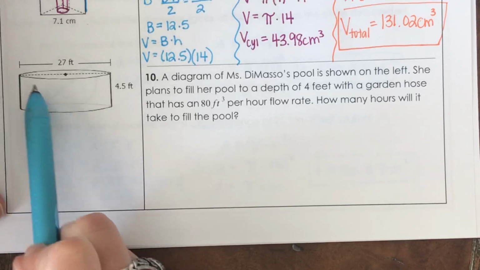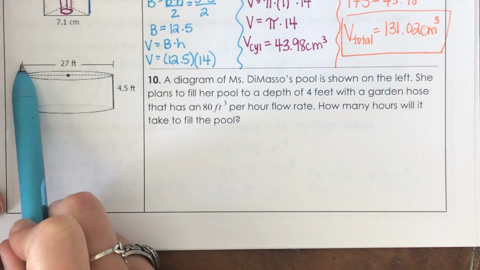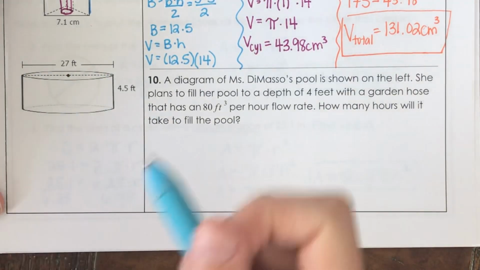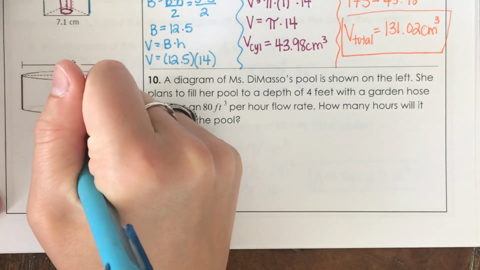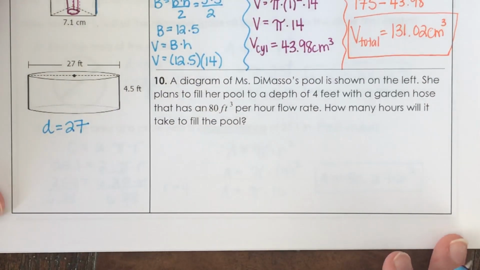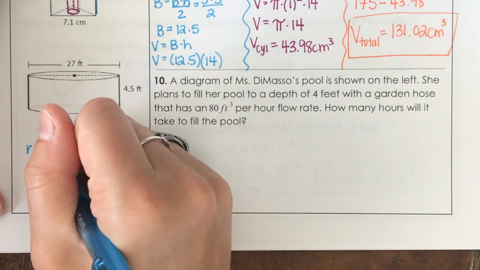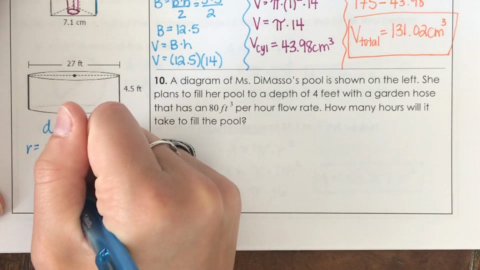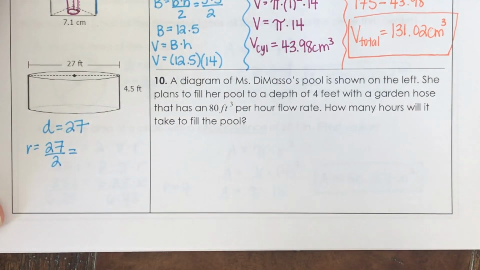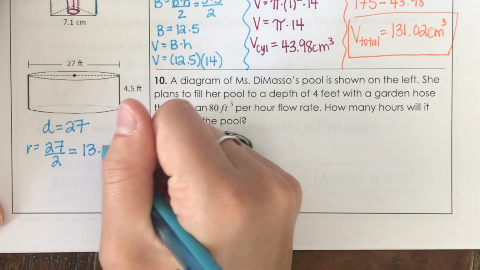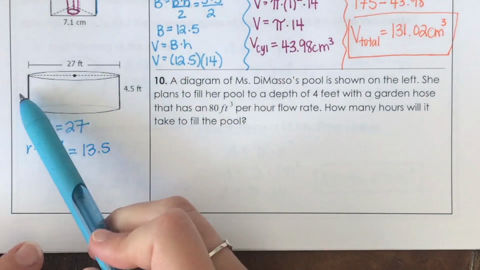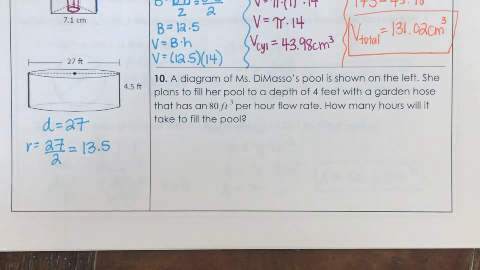Okay, first thing I see is I'm given this whole thing is 27. 27 is my diameter. I know I need the radius. So to find the radius, I take 27 and I divide it by 2. I end up getting 13.5. Let's find the full volume of this cylinder.